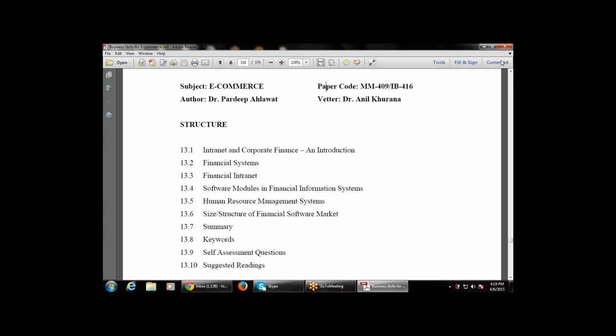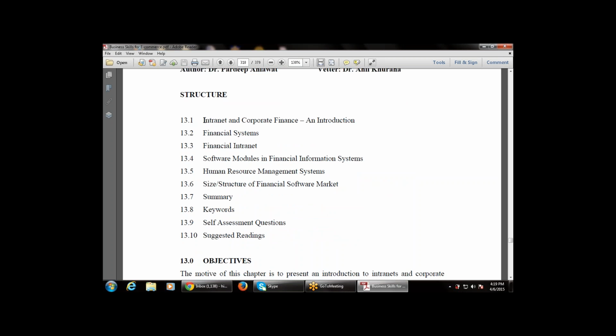These are the various topics available in chapter number 13. First of all, internet and corporate finance, an introduction. Then financial systems, that is, what the financial systems are, which may be a profit and loss account, a balance sheet, or anything else. Then the financial intranet, that is, how to use the internet in financial terms, which is known as the financial intranet.